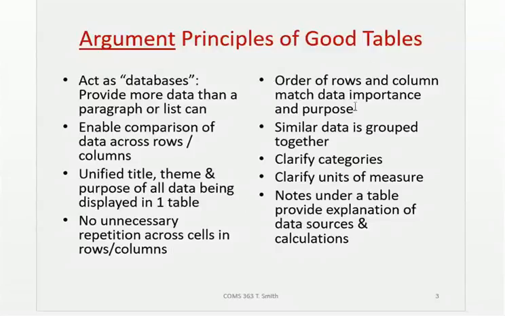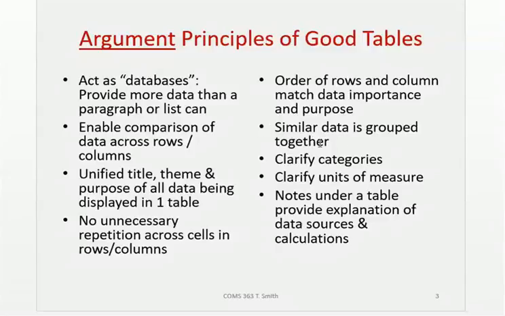Order of the rows and columns should match the data importance and the purpose. The closer something is to the upper left quadrant, where you have the connection between the headings at the top and the left column, the closer it is to that corner, the more important the data usually is. So the first row is going to be the most important, then the second row is usually less important, etc. And the same with columns.